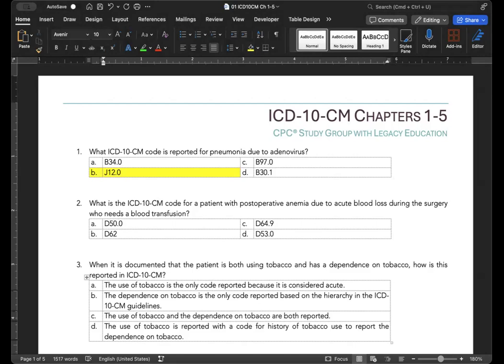All right. Number two, what is your ICD-10-CM code for a patient with post-op anemia due to acute blood loss during the surgery who needs a transfusion? So what's our main term? What's our condition? Anemia. Yep, anemia.